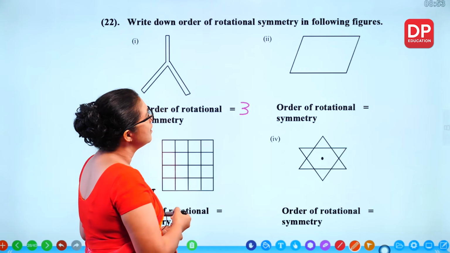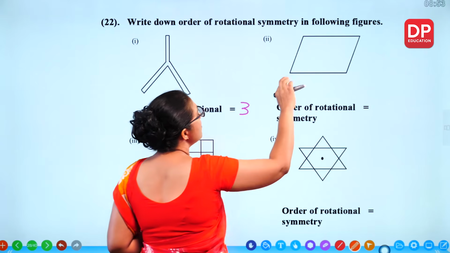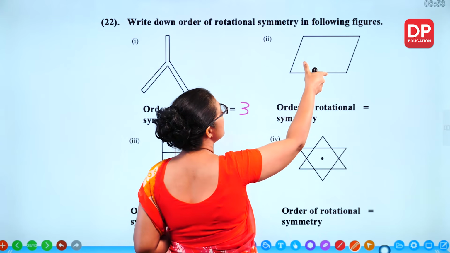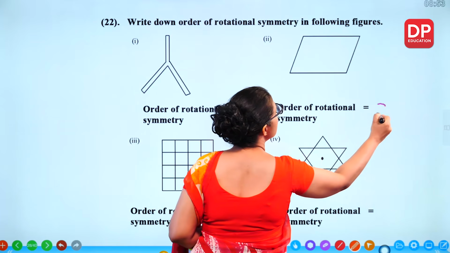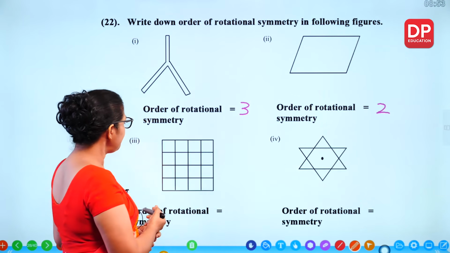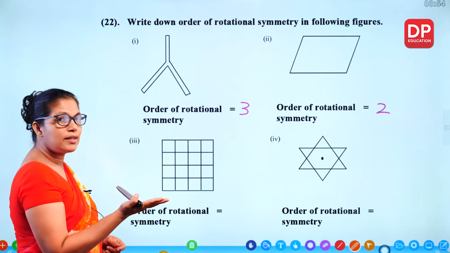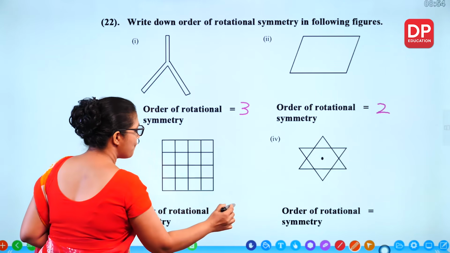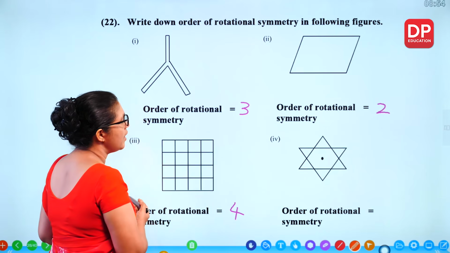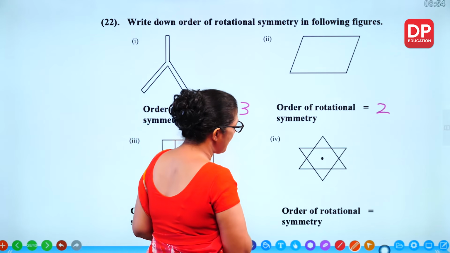This is a parallelogram. Parallelogram, 180. You get the same thing again, 360. So the order is 2. This one, 4 and 4. This is a square. So what's the order of rotational symmetry in a square? 4. Equal sides is equal to the order of rotational symmetry.